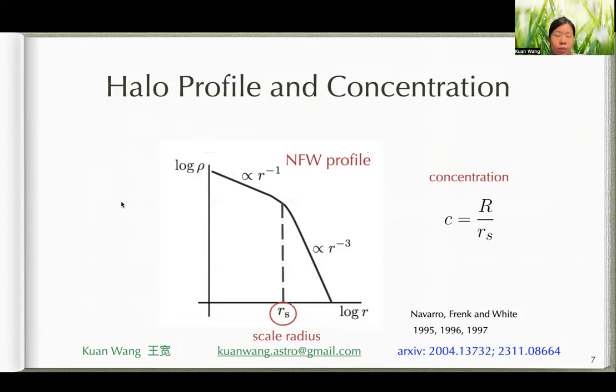Halos are usually modeled with the NFW profile, which we know is wrong, but is still very useful for its simplicity. In the NFW profile, the scale radius Rs separates the inner denser profile and the outer profile. Halo concentration is defined as the ratio between the radius of the entire halo and the scale radius. The higher the concentration, the more matter there is at the center. The concentration parameter is widely used in the modeling of halo clustering, galaxy-halo connection, lensing, and many other things.